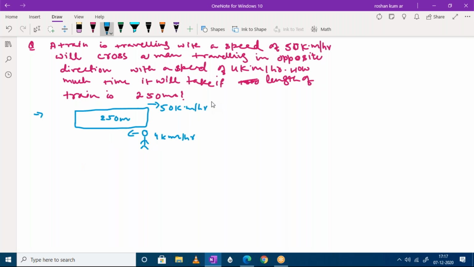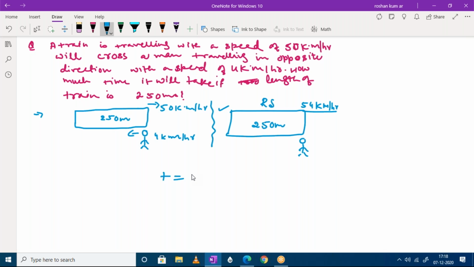If both of them are moving, I don't like the scenario. I want one to be at rest. So let's keep this person at rest. That means I have to calculate the relative speed of the train. What is the relative speed in opposite directions? Opposite direction means you have to add. So this will become 54 kilometer per hour. Perfect. Distance is how much? 250 meters. Now this is like an old problem.